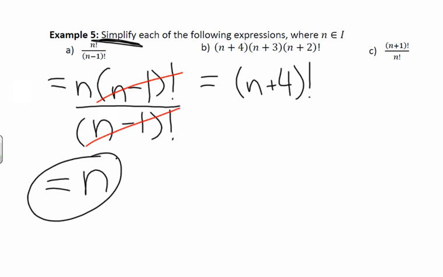Next one's the same. It's just n. Next one's very similar to A. Factorial.